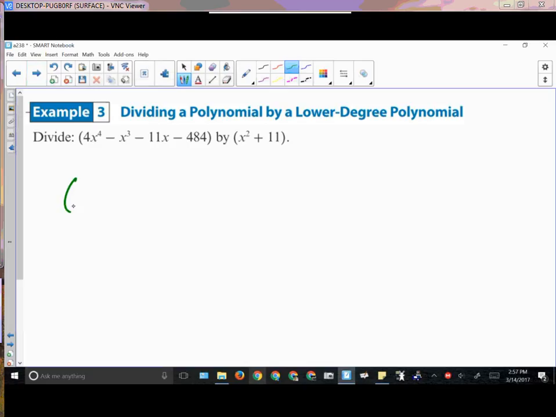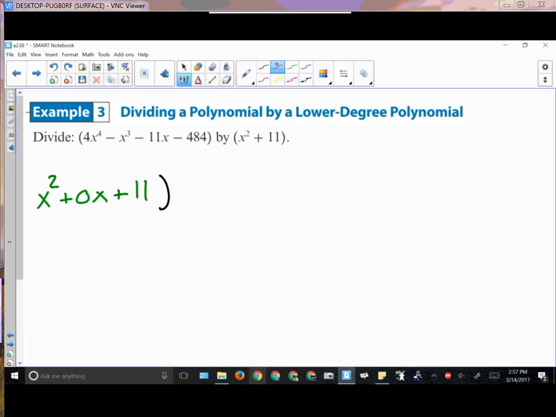So, now I've got x squared plus 11. Problem is I'm missing something now, aren't I? Because we have to have everything here, we need to make sure that we have all the bits and pieces. So I just can't use x squared plus 11. I am going to have to use x squared plus 0x plus 11. Whatever the highest exponent is, you have to have all of the terms all the way down.